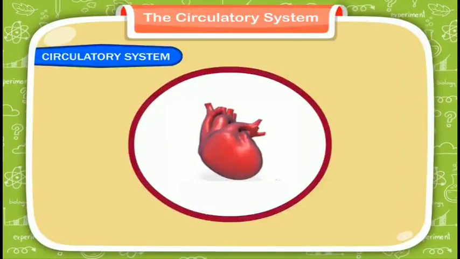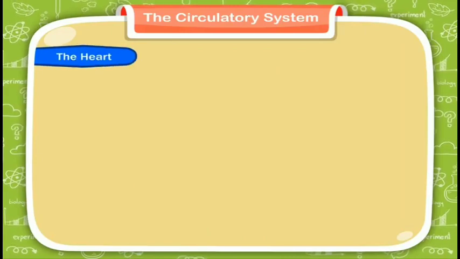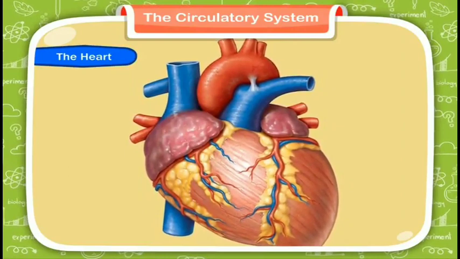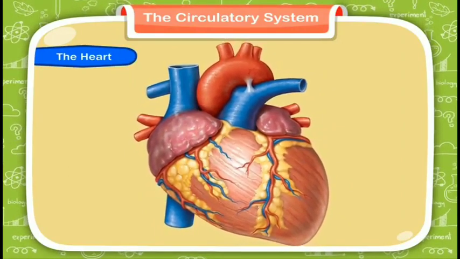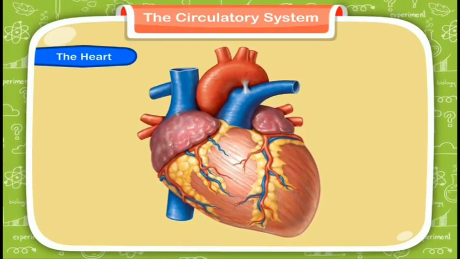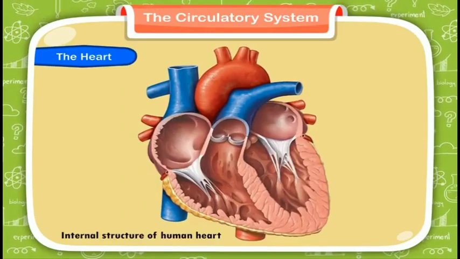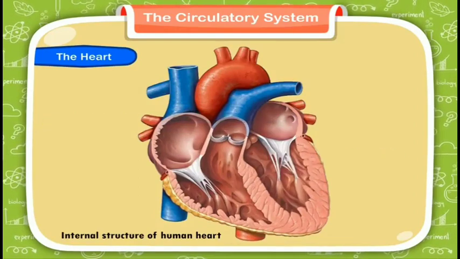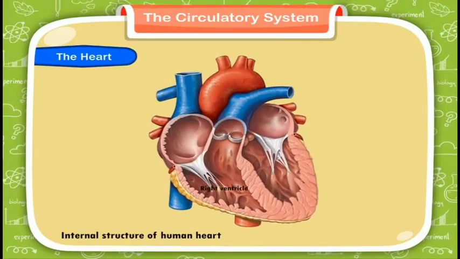The heart is a muscular organ made up of cardiac muscles, which is dark red in color. It pumps blood to every part of the body. The heart is divided into 4 chambers. The upper 2 chambers are auricles or atria. The lower 2 chambers are ventricles. The right auricle opens into the right ventricle and the left auricle into the left ventricle.